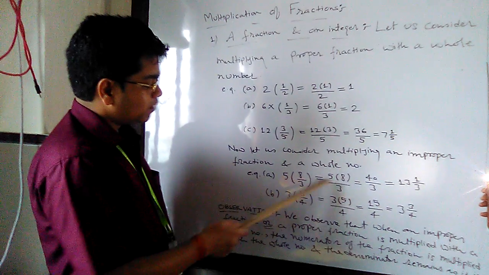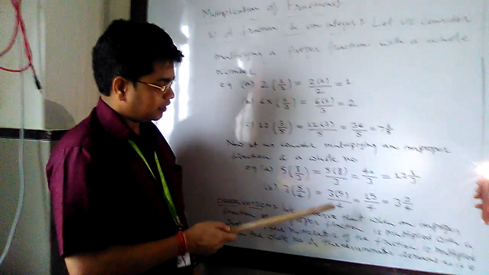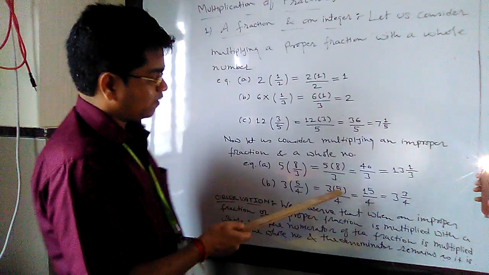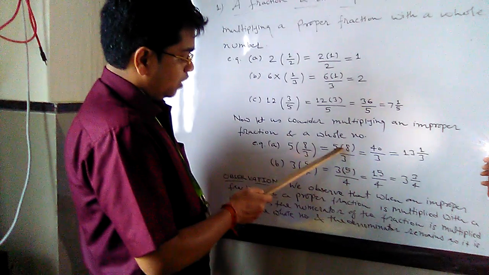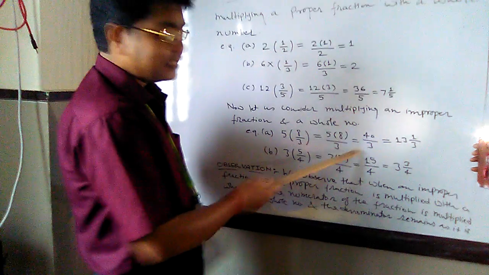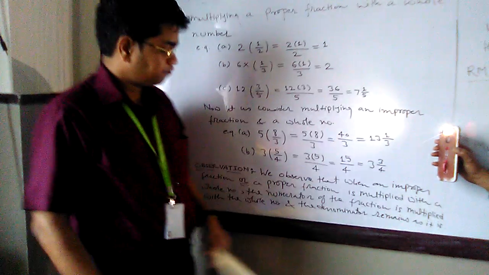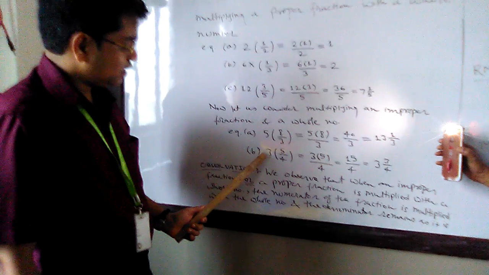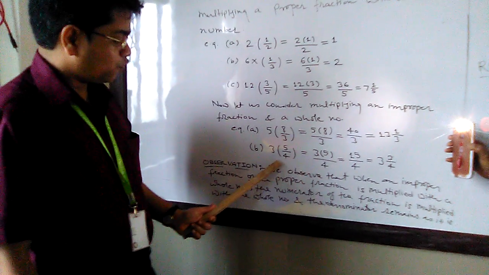So this whole number will multiply to numerator, denominator remain as it is, as in earlier example, as in case of multiplication of proper fraction and the whole number. Now 5 8s are 40 divided by 3, and this is the improper fraction, or you can write it as mixed fraction. Second example, see, we are multiplying whole number 3 with improper fraction 5 by 4.